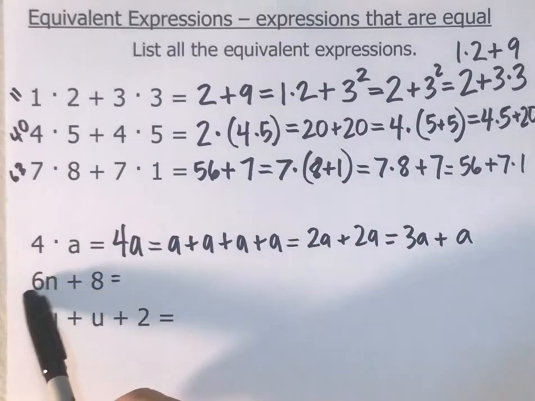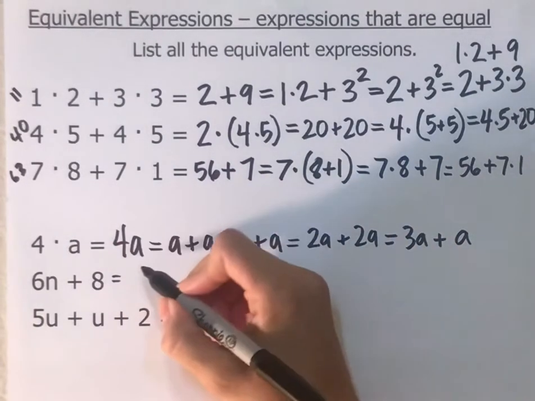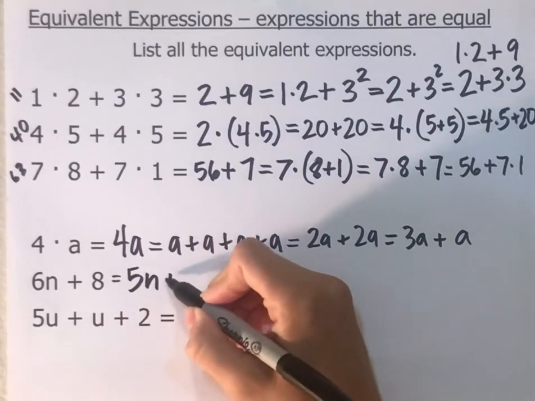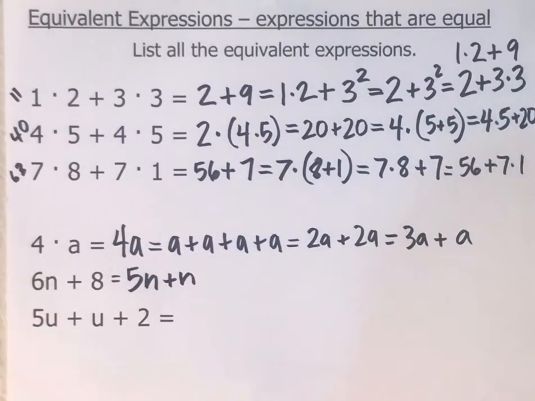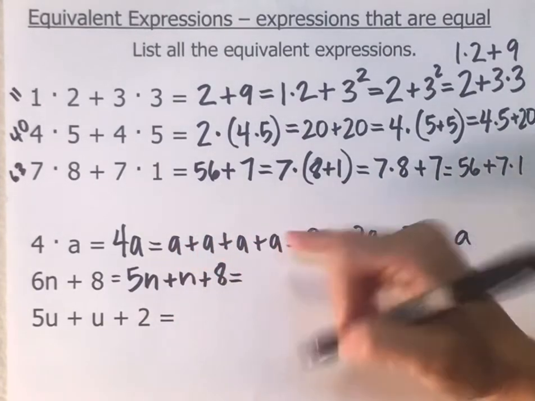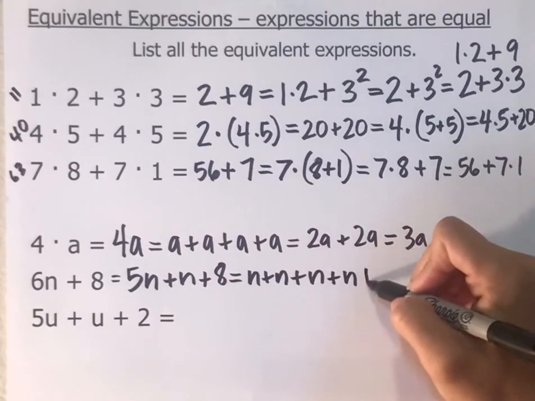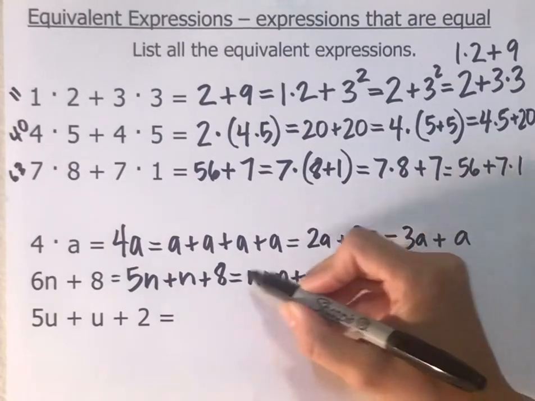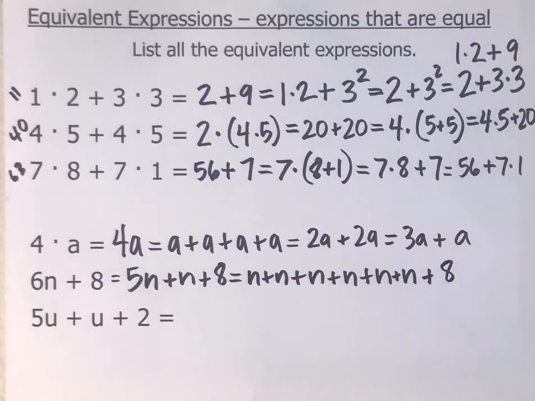Okay, let's look at this one, 6n plus 8. All right, so many different ways we can do this. Let's break up the n. So the first thing we could do is 5n plus n, because 5n plus n equals 6n, okay, plus 8. And that's also equal. Another one we could do, which is just like this one, is we could do n plus n plus n plus n. That's 1, 2, 3, 4, 5, 6 plus 8. And that would also work.